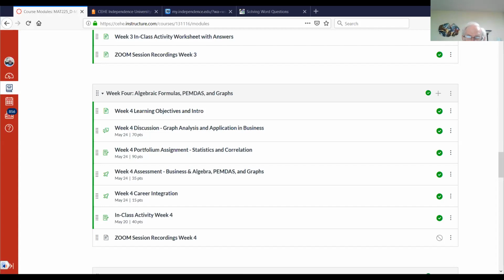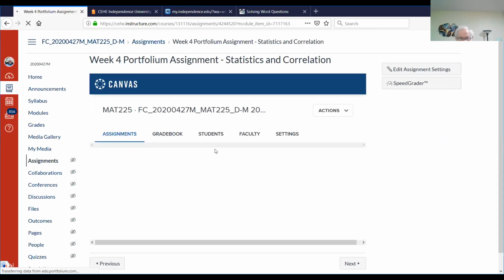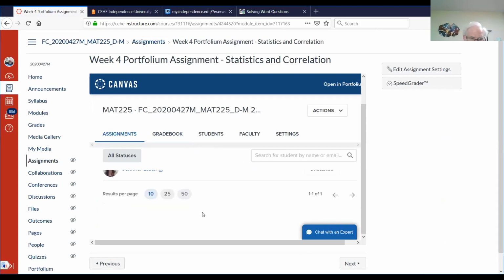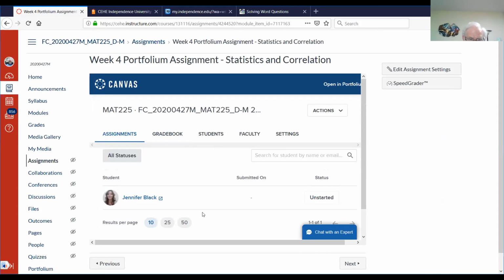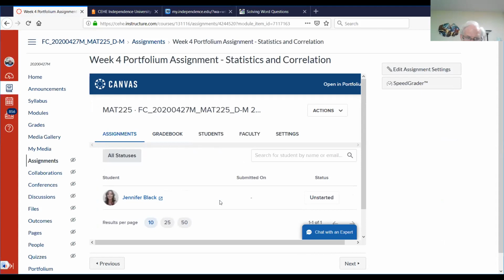All right, pull this back. All right, now let's talk about Portfolium. Our assignment this week is a Portfolium assignment. And what this means is that you guys need to register. Jennifer's already done that. Thank you, Jennifer. I appreciate that. You're welcome. So the rest of you need to go ahead and get registered into Portfolium for this class.